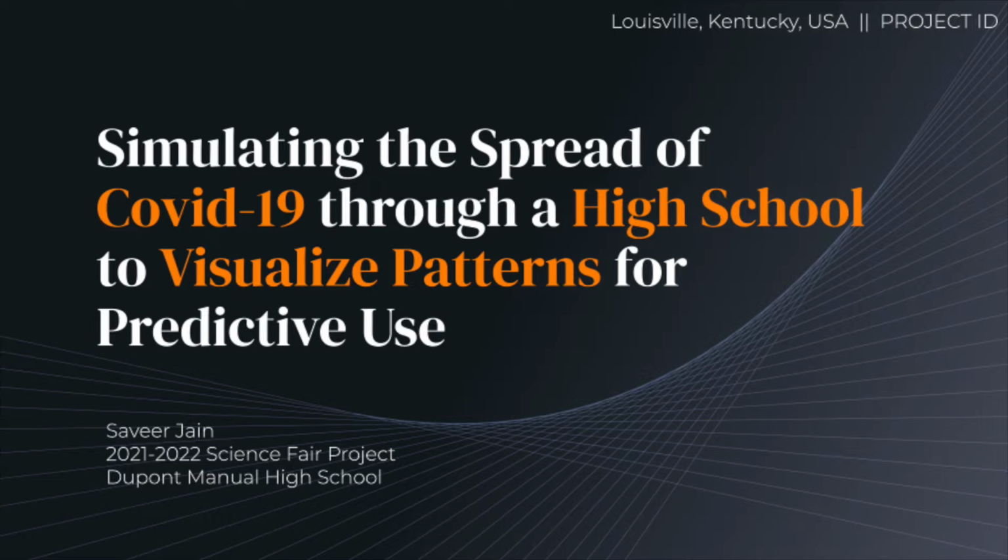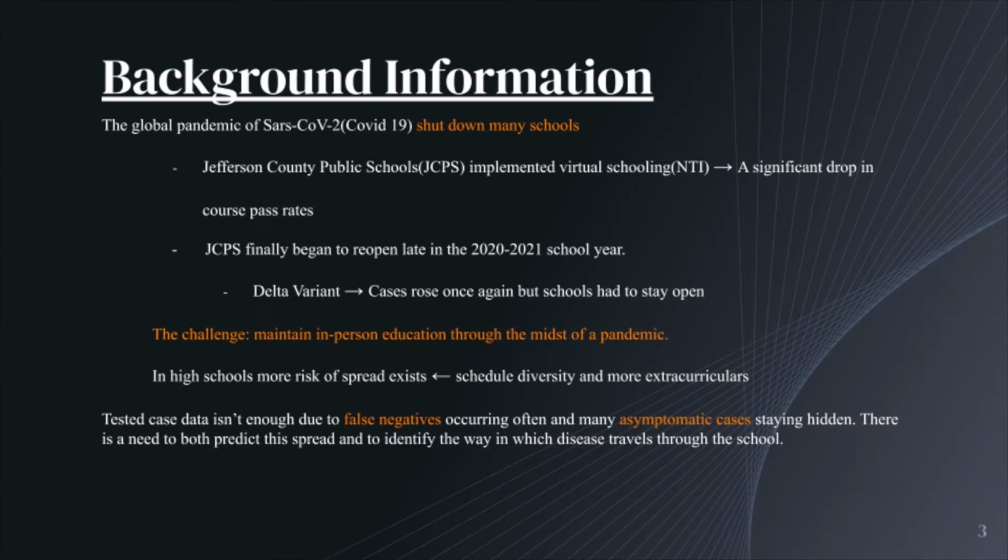Hi, I'm Jain, and the goal of my project was to simulate the spread of COVID-19 through my high school, DuPont Manual. Due to many false negative tests and a large number of asymptomatic cases, we don't have a real idea of what COVID-19 spread is actually like, and this brings the need for an actual estimate.